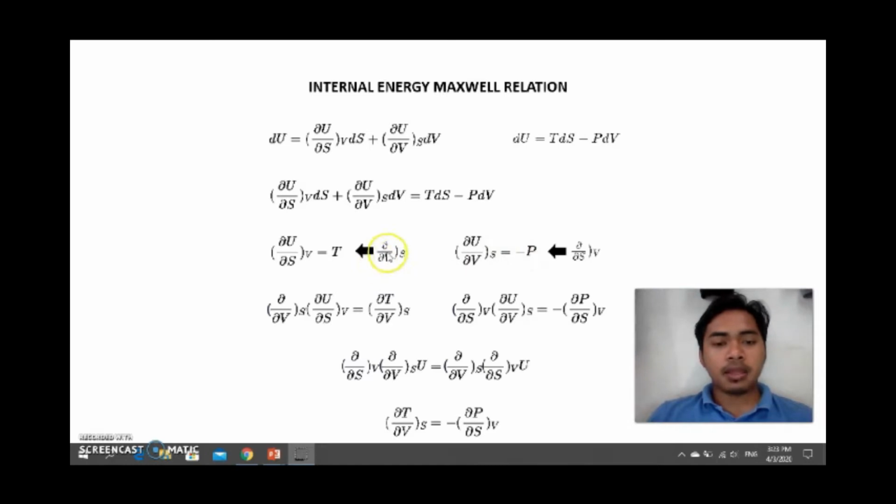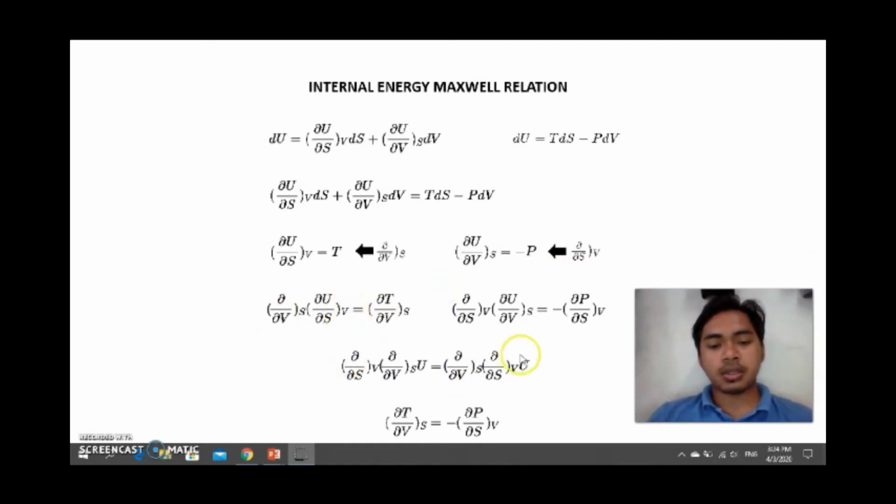Next step, we need to apply ∂/∂V at constant S to both sides, and we get ∂/∂V at constant S times (∂U/∂S)_V equal to (∂T/∂V)_S. Same also with this side, we need to apply ∂/∂S at constant V to both sides, and we get ∂/∂S at constant V times (∂U/∂V)_S equal to negative (∂P/∂S)_V. We need to apply this to both sides because we need to make it the same on both sides, and we also assume that S and V are constant.